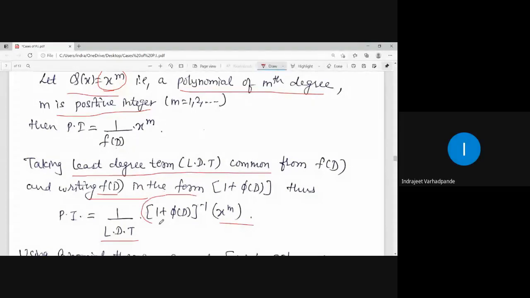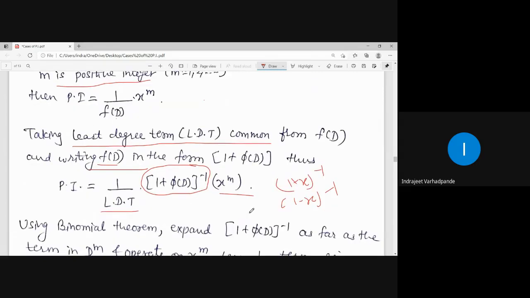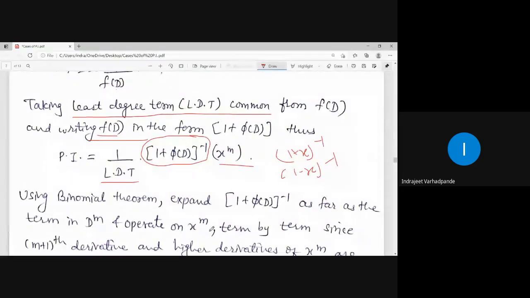Now, how to simplify this? We have the various binomial expansions: 1 plus x to the power minus 1, 1 minus x to the power minus 1. So we can have various binomial expansions for this and simplify it properly. So using the binomial theorem, expand 1 plus phi of D to the power minus 1 as far as the term D to the power m and operate on x to the power m. Write it first.